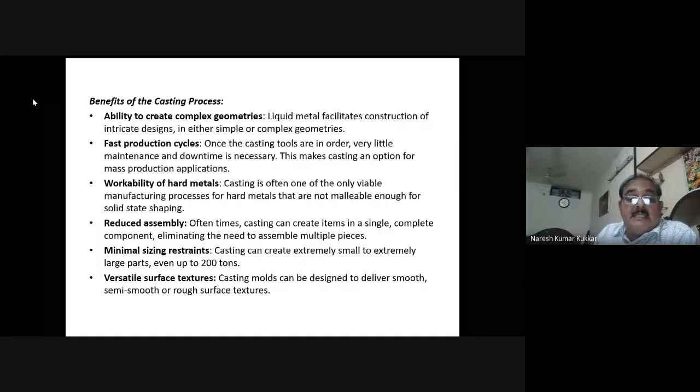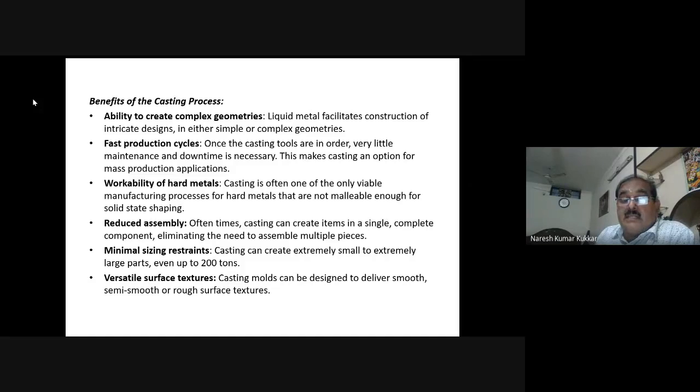Then minimal sizing resistance. Casting can create extremely small to extremely large parts, even up to 200 tons. Then versatile surface texture. Casting molds can be designed to deliver smooth, semi-smooth, and rough surface finish.